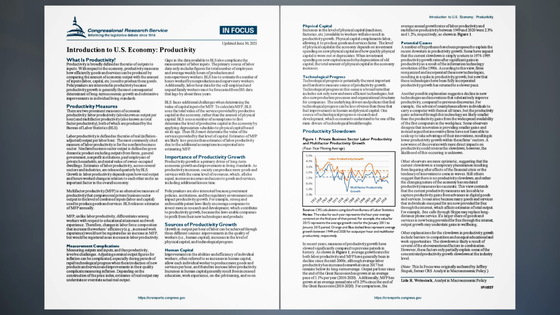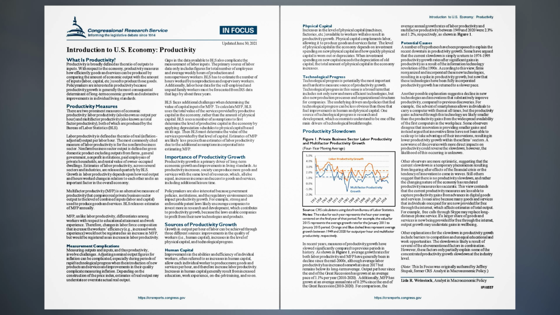Sources of productivity growth. Growth in output per hour of labor can be achieved through 3 different sources. Improvements in the quality of workers, that is, human capital, increases in the level of physical capital, and technological progress. Human capital. Improvements in the abilities and efficiency of individual workers, often referred to as increases in human capital, allow each individual worker to produce more goods and services per hour, and therefore increase labor productivity.